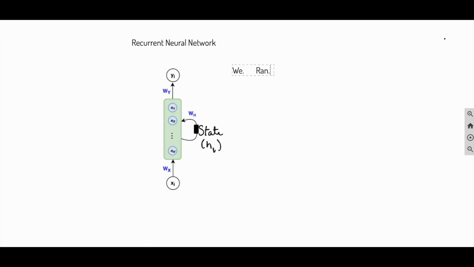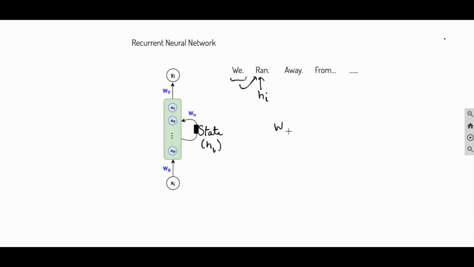Let's take the same sequence that we were using before. We ran away from blah, blah, blah. Previously, we were looking at "we ran" and then predicting "away." However, we'll not do that anymore. We would just take the current word, which is "we," take that, and the state that is internal to the model and then use that to predict "ran."